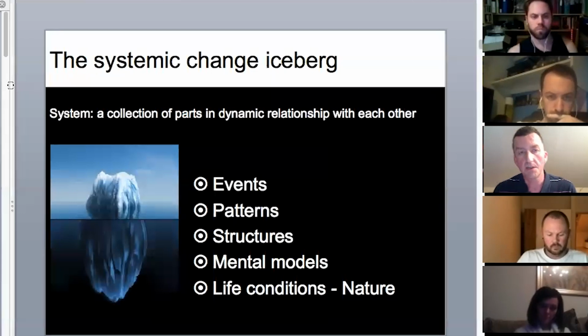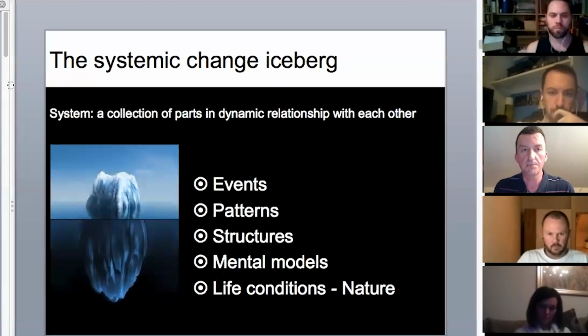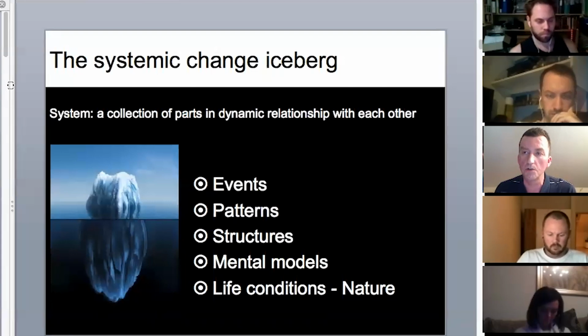So let's bring those together with this systemic change iceberg. If a system is a collection of parts in dynamic relationship with each other, and we're all systems, I'll use an example of an organization as a system here, like the Findhorn Foundation. If you go into the Findhorn Foundation and look on the wall, you'll see events that are happening that day. You don't need to spend long in a system to find out events that are happening. You can go into any organization and generally find out what's going on.